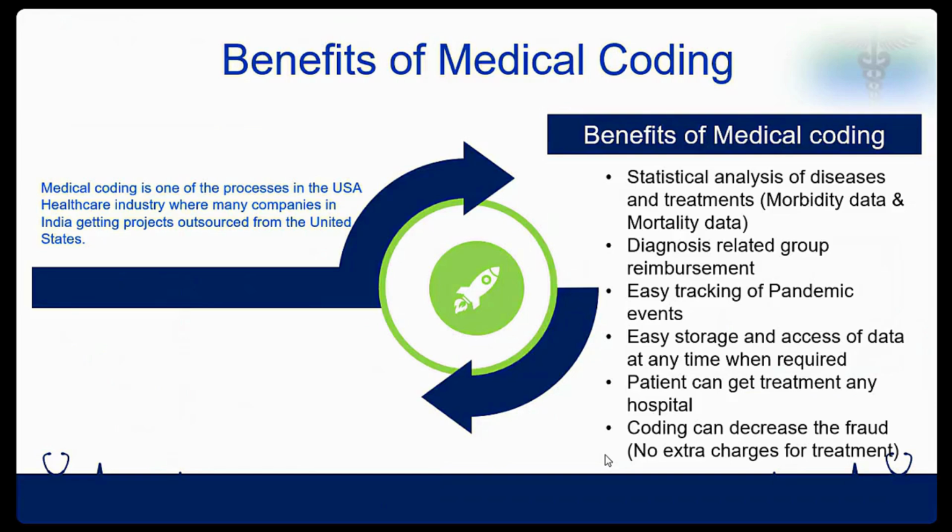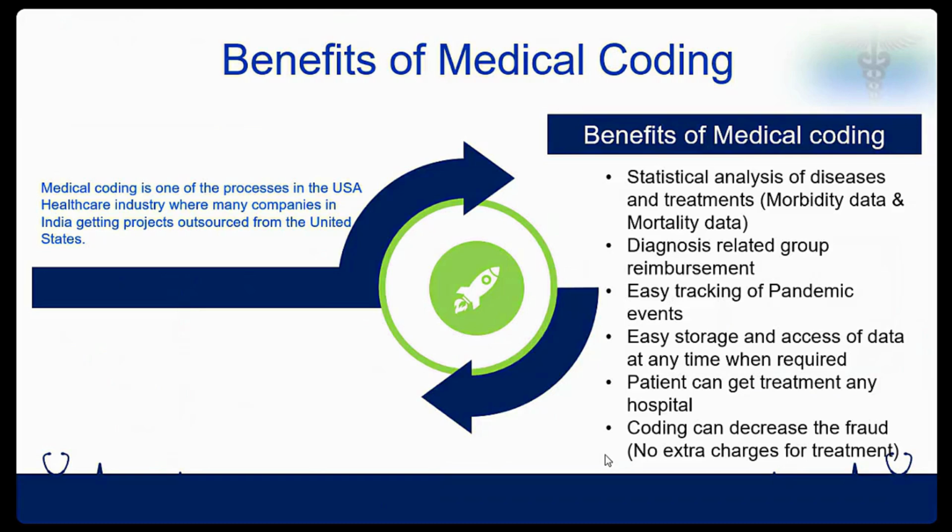Second, a statistical analysis of diseases and treatments can be recorded. So if any pandemic events or outbreaks happen, all these things can be analyzed very easily. It is easy to track pandemic situations; whatever is happening, we can analyze the situation. Diagnosis is very important, such as whether the treatment is a medical necessity or not. Are they simply doing the treatment, or is it really required for the patient? All of this can be analyzed just by seeing the diagnosis codes. So that is also very easy.